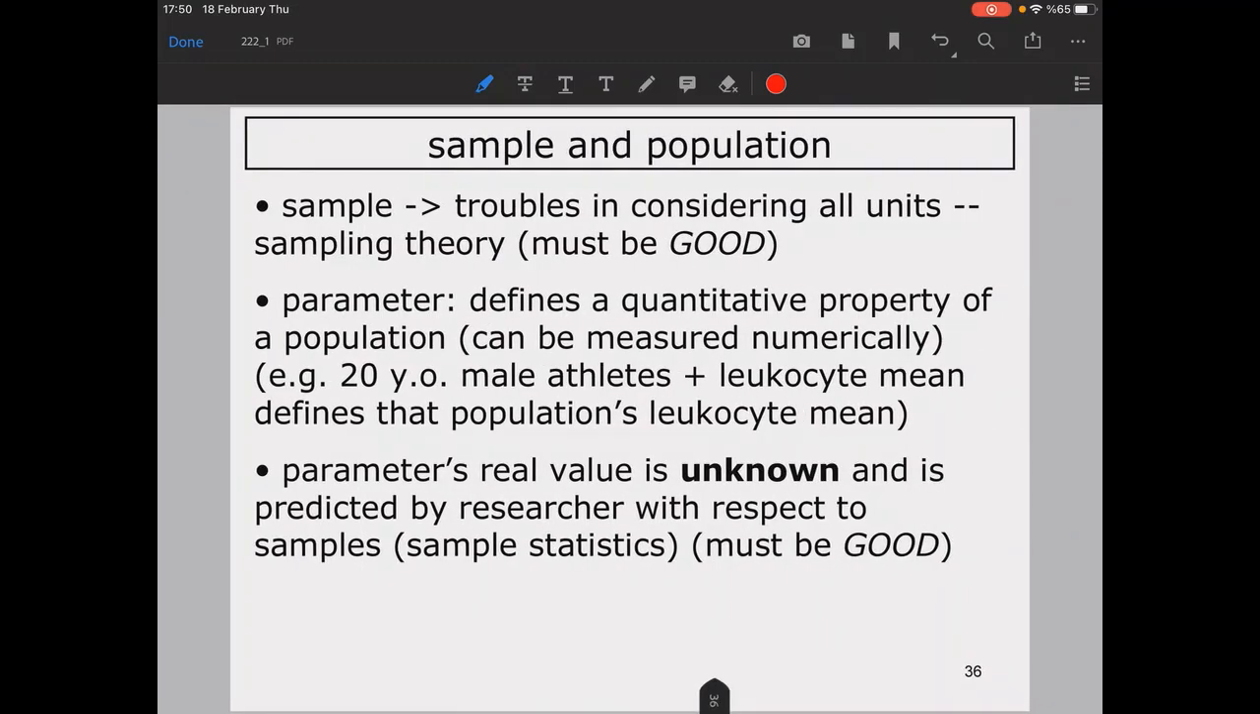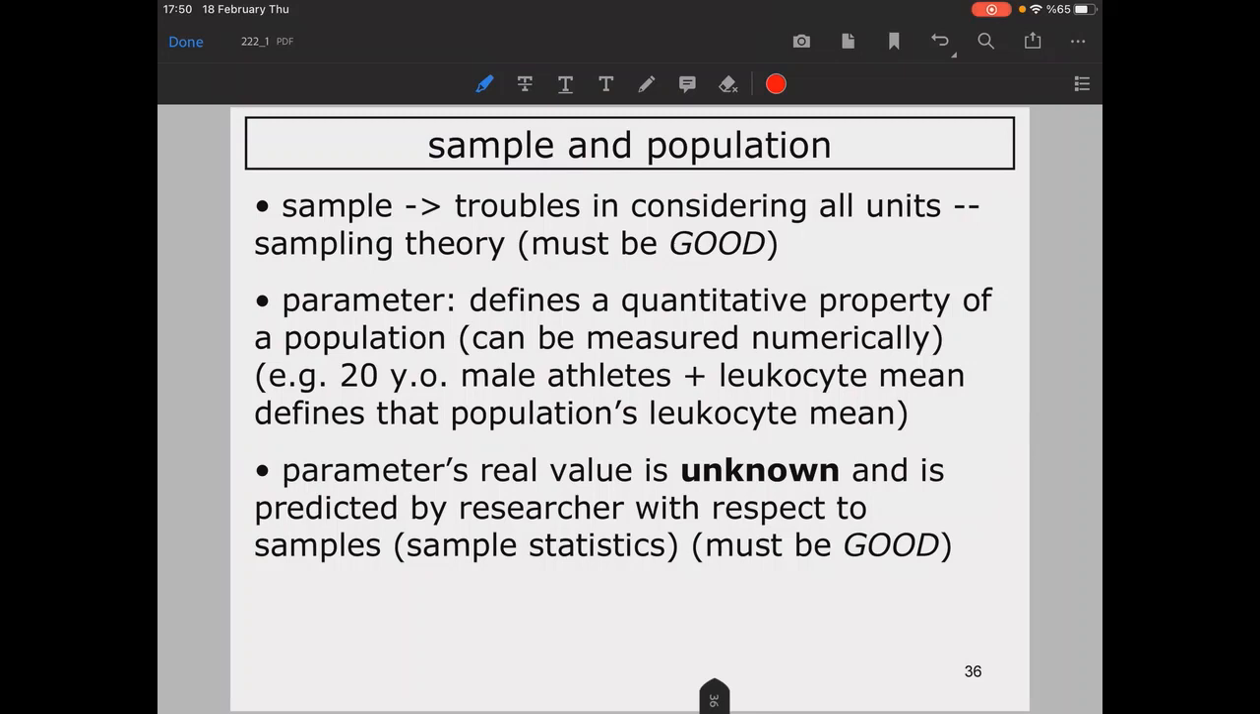The parameter's real value is unknown. I mean, it's impossible to know. It's not practical to have 40 million samples. What you do is try to predict it. As a researcher, you try to predict it with respect to the samples you take. This is called sample statistics.